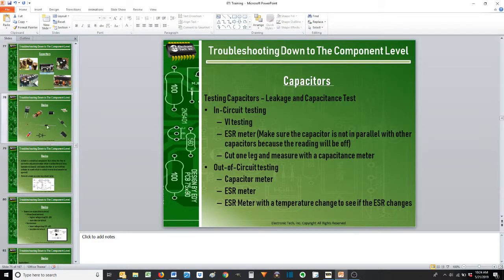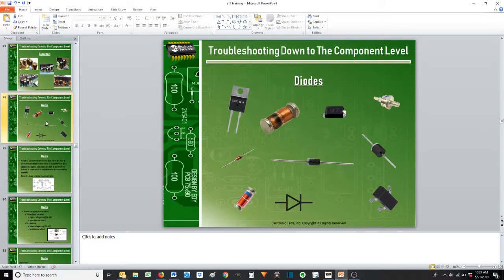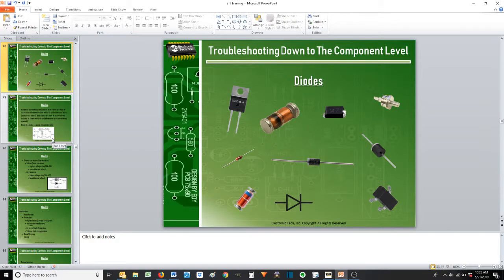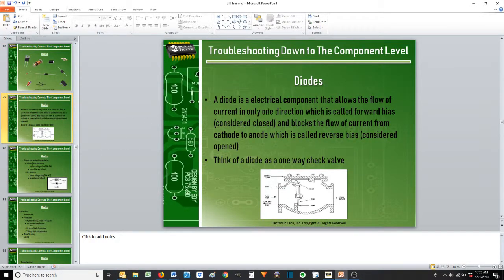So this PowerPoint is basically based off of that, but I go more in depth in person on how to do it, and then hands on. And then these are your diode packages, and we go through the same thing, the theory behind it, right? I'll say think of a diode as a one-way check valve. Pretty much anybody working in an industrial plant knows how a check valve works.